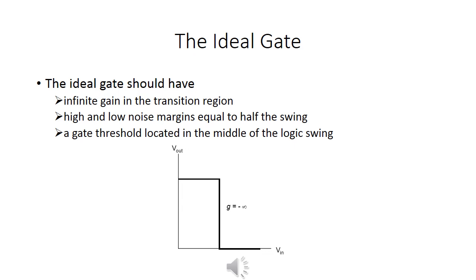In the figure you can see the VTC of an ideal digital gate, and it has the following properties. It has infinite gain in the transition region. It has equal high and low noise margins, which are exactly equal to half of the swing, and the gate threshold is exactly located in the middle of the logic swing. The input and output impedances of the ideal gate are infinity and 0 respectively.